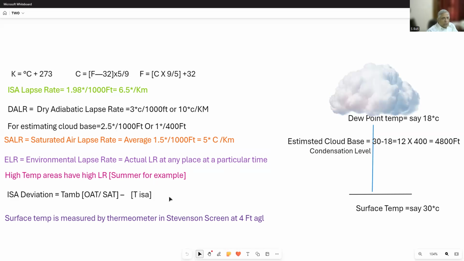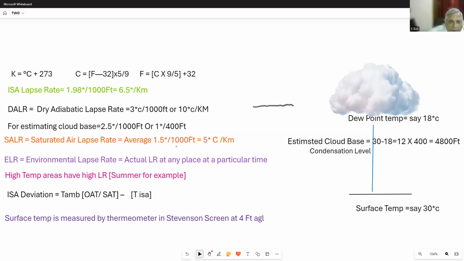When you are asked to calculate ISA deviation at any given particular level, it is the actual outside air temperature, also called ambient temperature or still air temperature, minus what should have been in the ISA atmosphere. What should have been in the ISA atmosphere is calculated from plus 15.